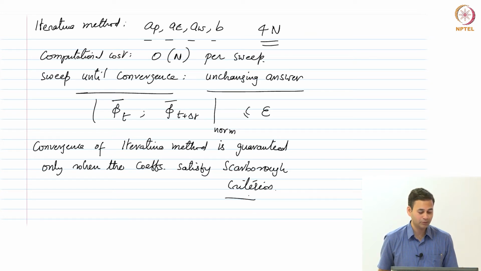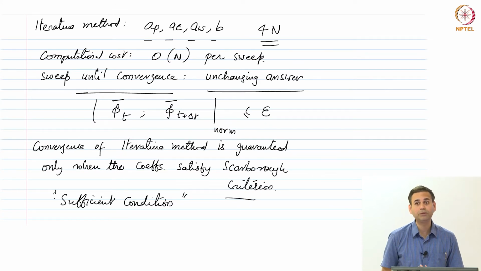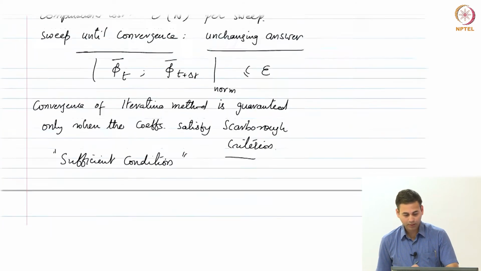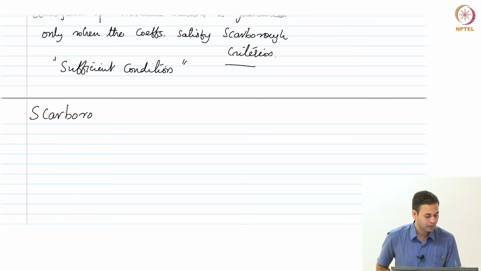Now, this is a sufficient condition. It is not a necessary condition, it is a sufficient condition. That means, even if your coefficients do not satisfy Scarborough criteria, it may still converge. But if it satisfies Scarborough criteria, it will definitely converge. So, that is what Scarborough criteria is. Now, what is Scarborough criteria? We will be making a lot of references to this criteria as we go along. So, let us look at it.